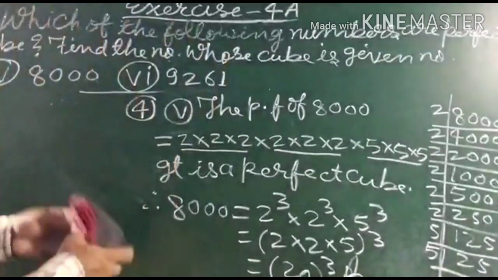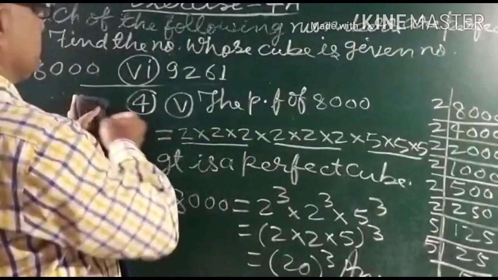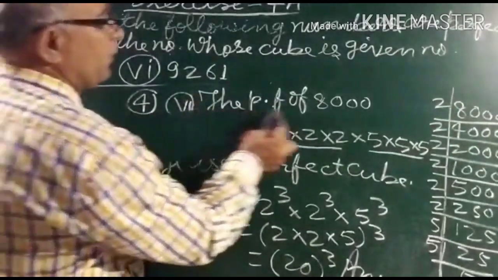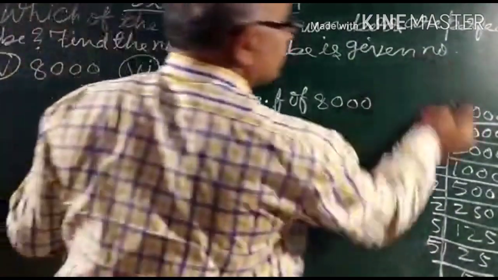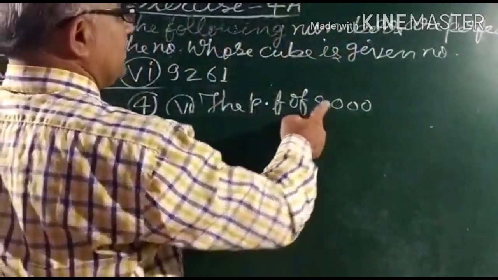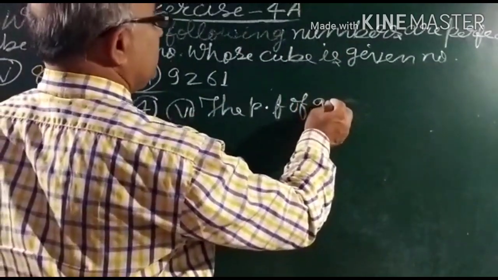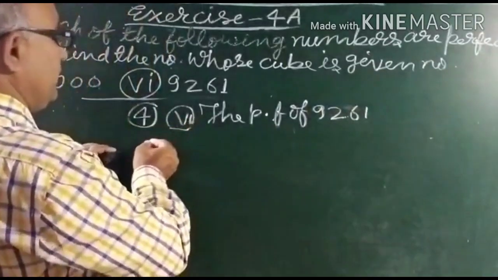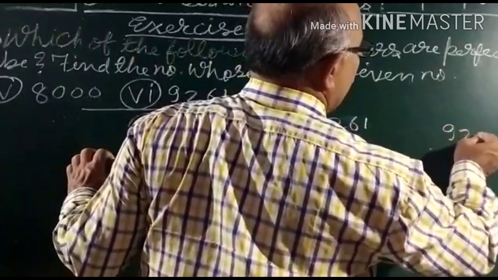Next question, write it. Question number 6 of 4. The PF of 9261. The PF of 9261.